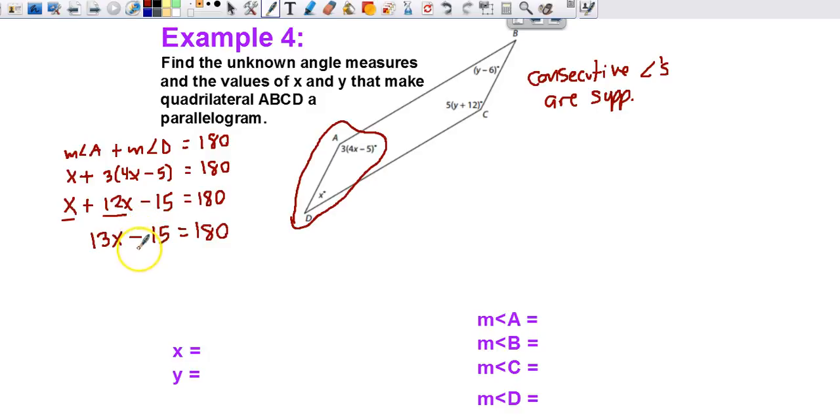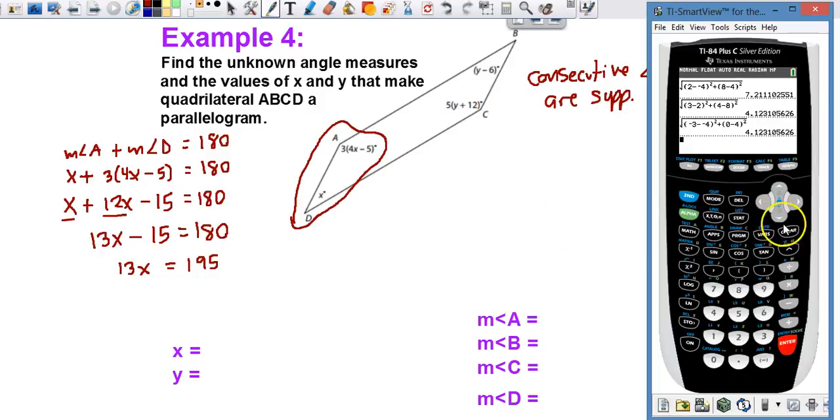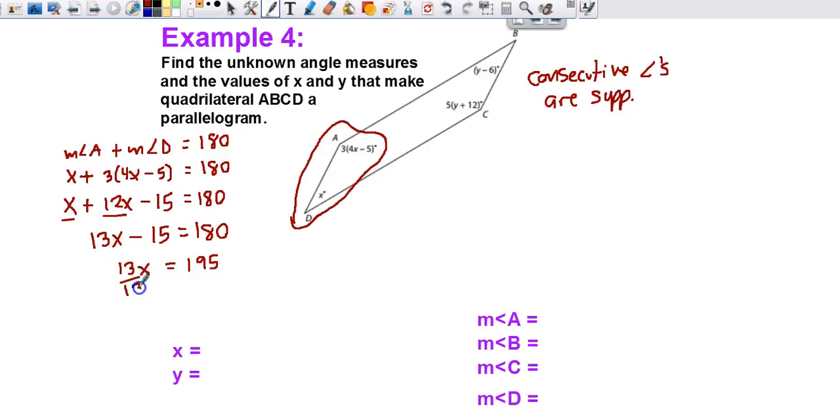So to solve that, we do want to add 15 to both sides. And when I do that, I'm going to get 180 plus 15, which is going to be 195. I don't know 195 divided by 13 off the top of my head, so let's do that real quick. Looks like I get 15 for my answer. So when I divide by 13, the value of x is 15. And there's that. Let's get y.